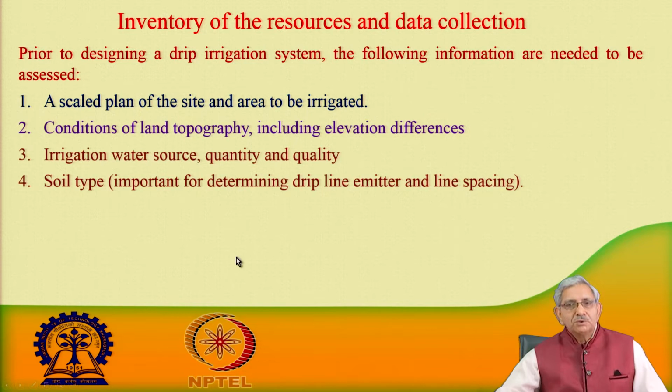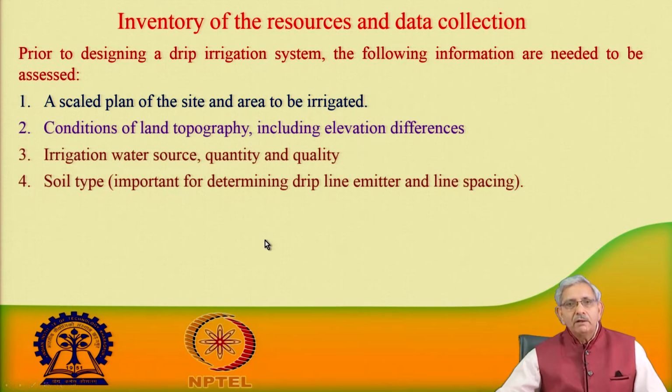Irrigation water source: is it a surface water or ground water? Then, whether the quantity of water which is available is adequate to meet the requirement, because we will be considering that for the period when the crop is in the peak growth stage, meaning peak requirement. So, whether that much water will be available.